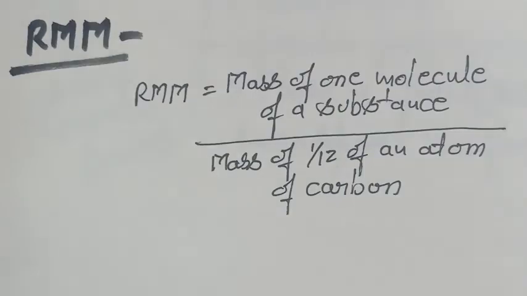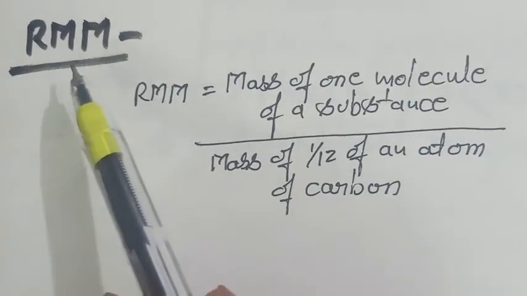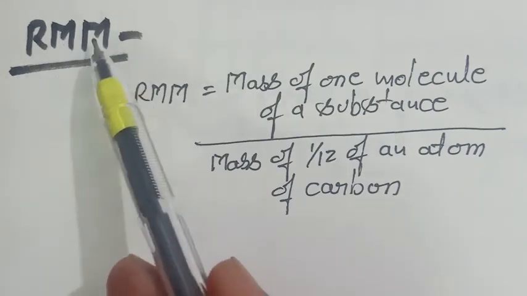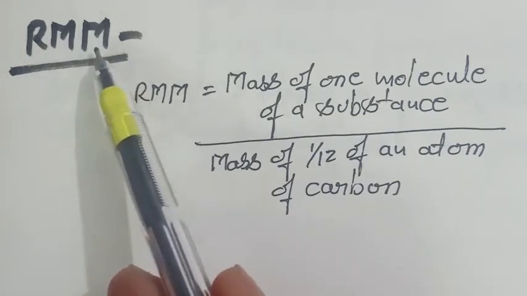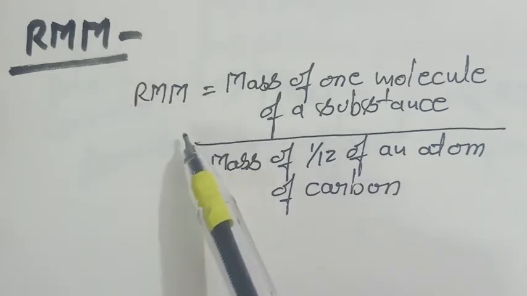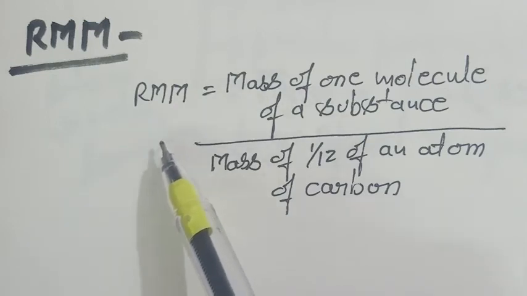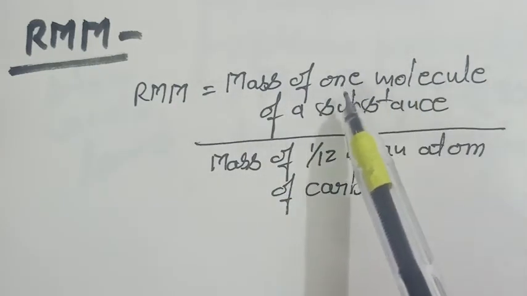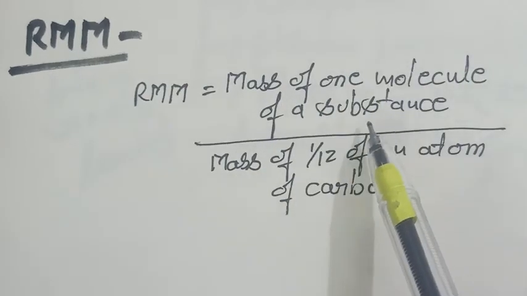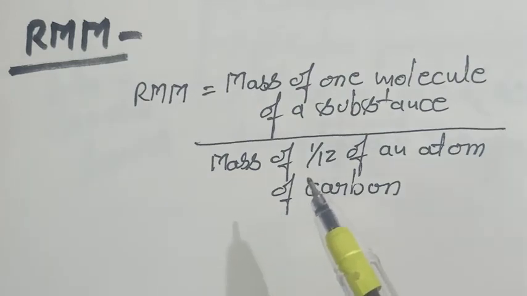Next topic is RMM. The full form of RMM is relative molecular mass. The definition with respect to carbon: it is the number that represents how many times one molecule of a substance is heavier than 1/12th the mass of an atom of carbon.